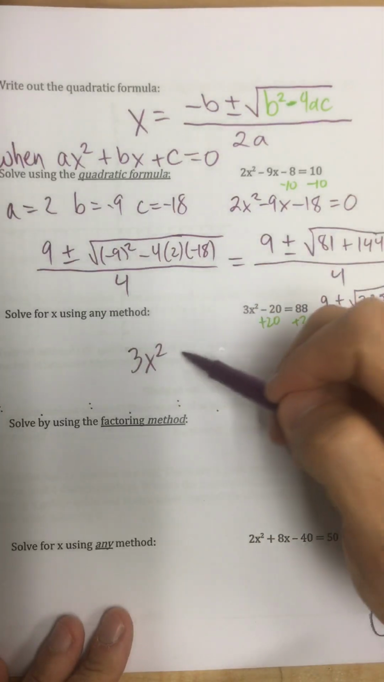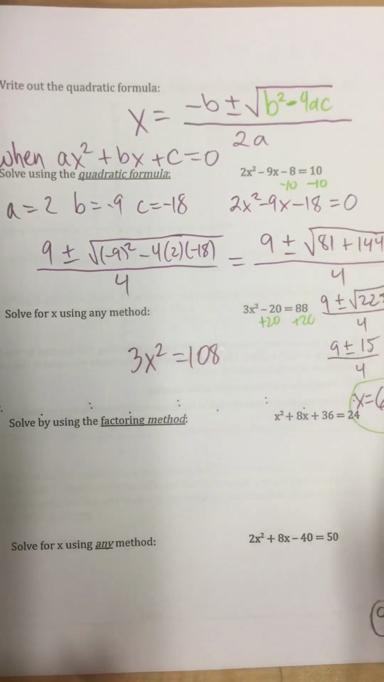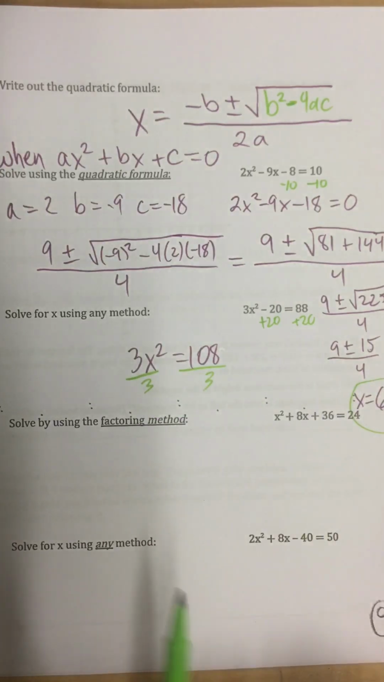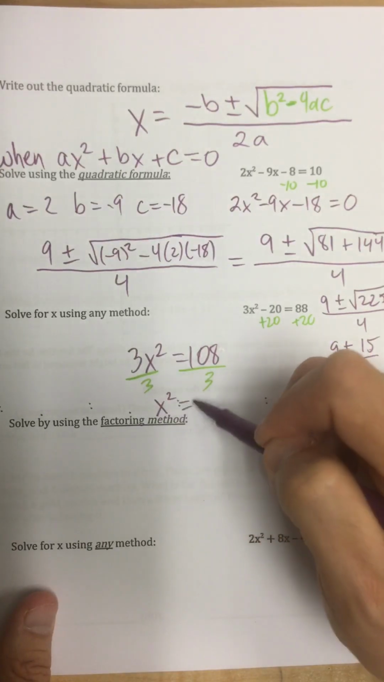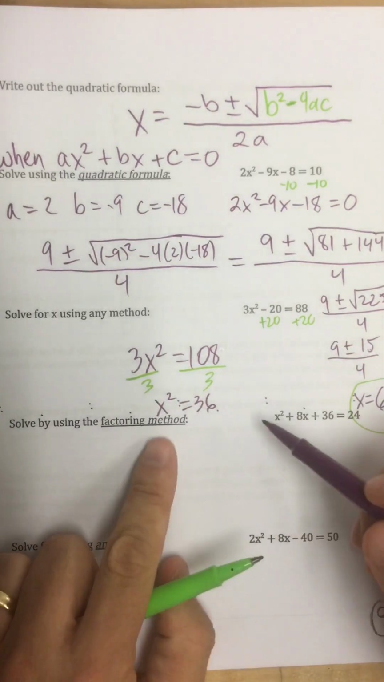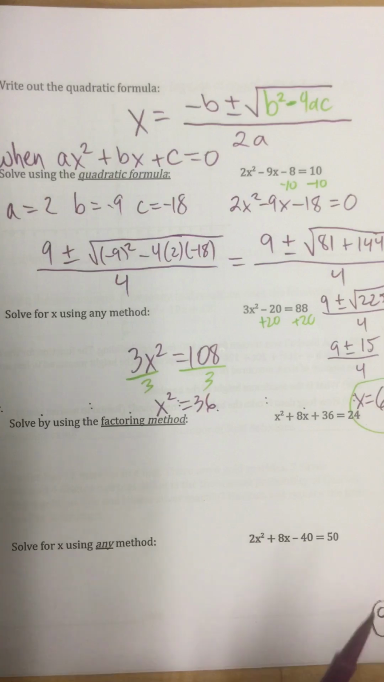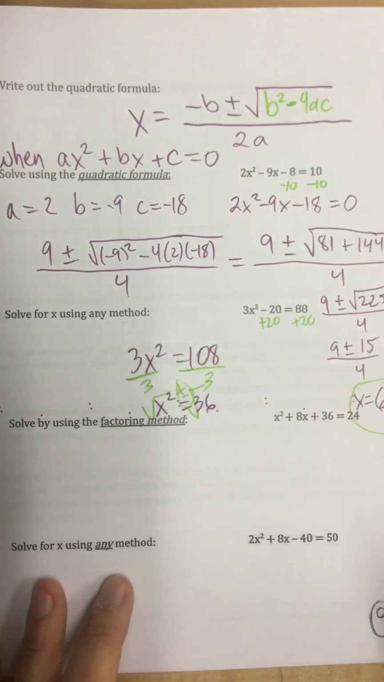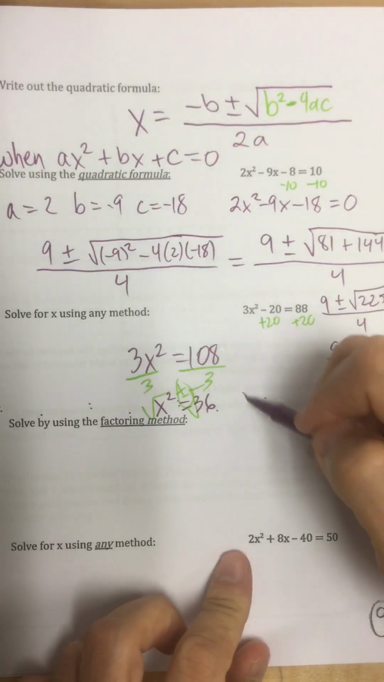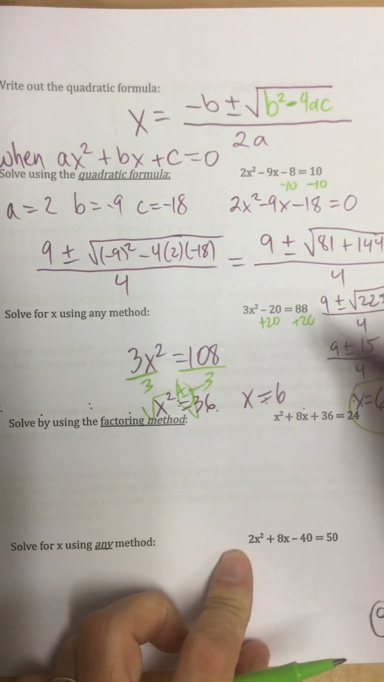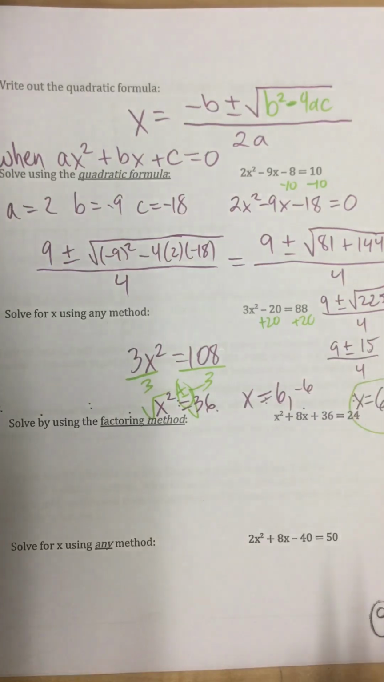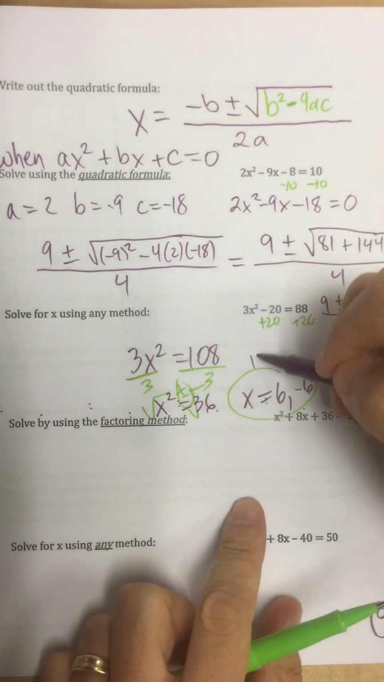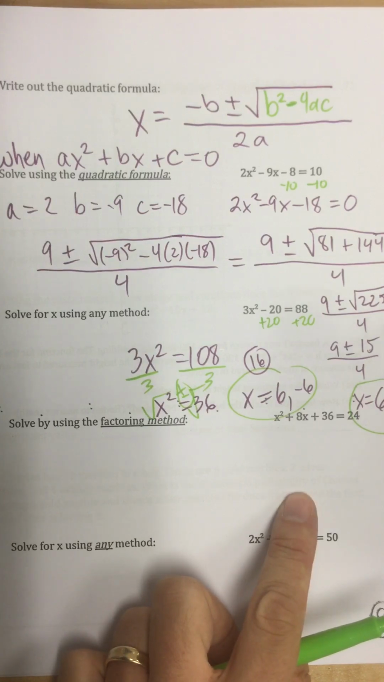3x squared equals 108. I don't want to solve for 3x squared. We can divide by 3. We get x squared equals 36. And I don't want to solve for x squared. I got to take the square root of both sides. And remember, I got to take the positive or negative square root of both sides. So a lot of people just put 6 for this, but you want to put both 6 and negative 6. And this is, so it doesn't get confused, your answer for number 16. This is your answer for number 15.